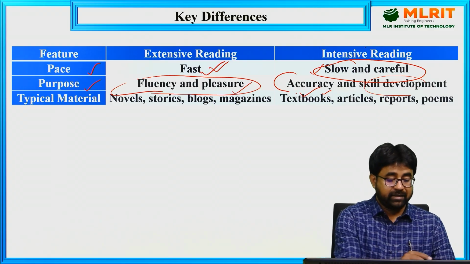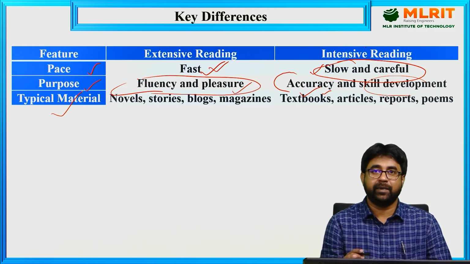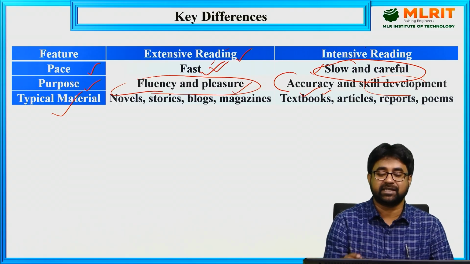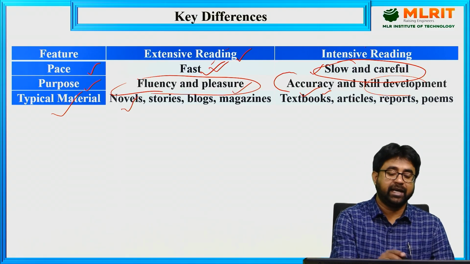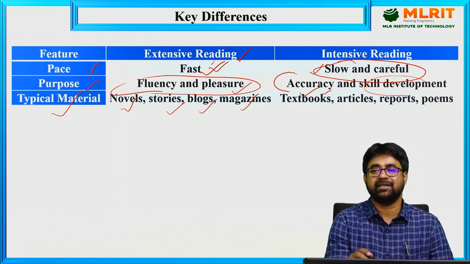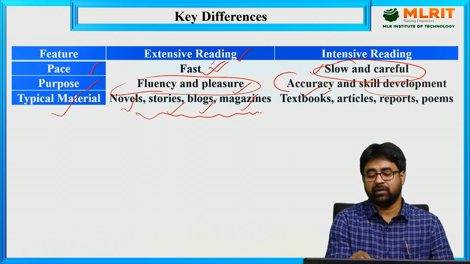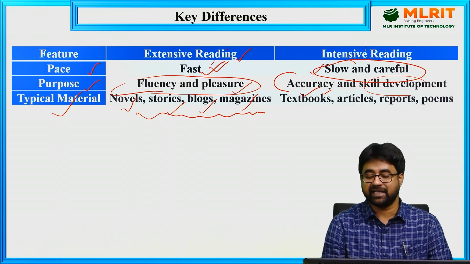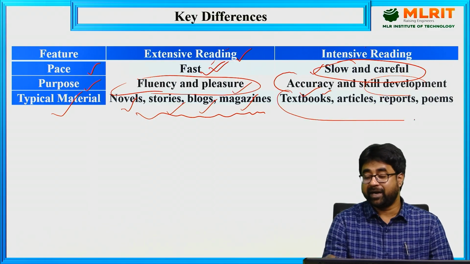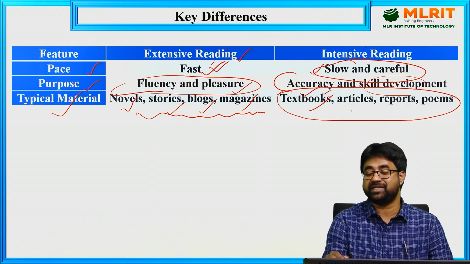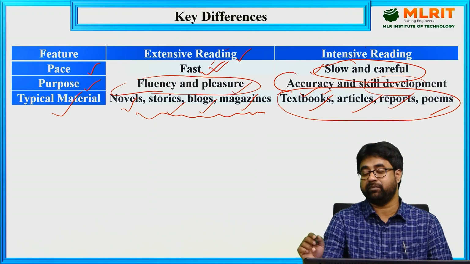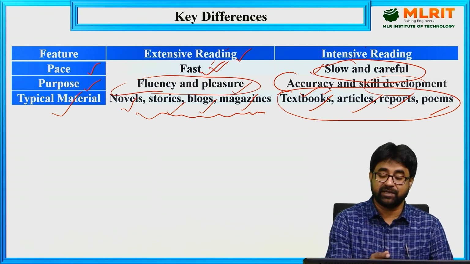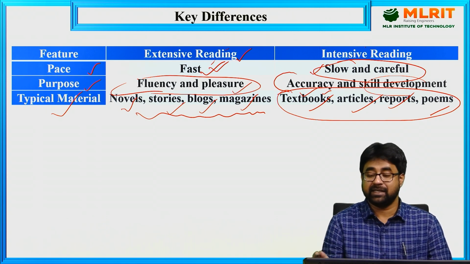Right? Typical material. What kind of materials are used for extensive reading? When do we use extensive reading techniques? When we read novels, stories, blogs, magazines, all these kinds of things. On the other hand, intensive reading is used for reading serious textbooks, research articles, reports, poems, everything. Right? So I hope now it's clearer what extensive reading is and what intensive reading is.